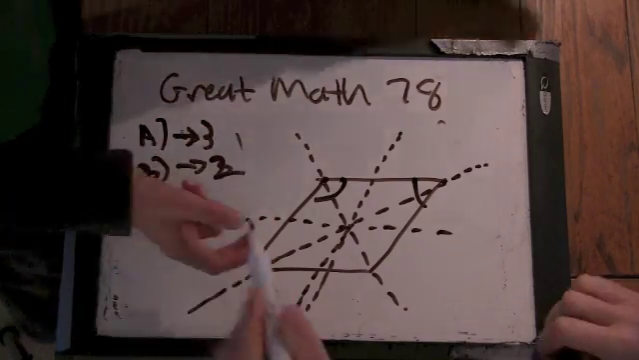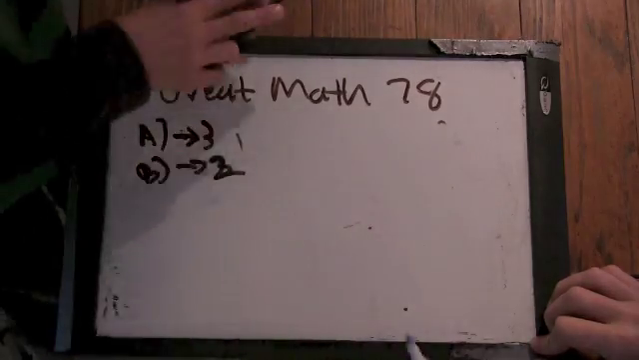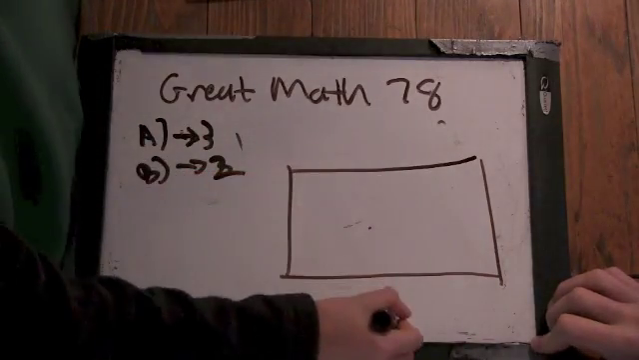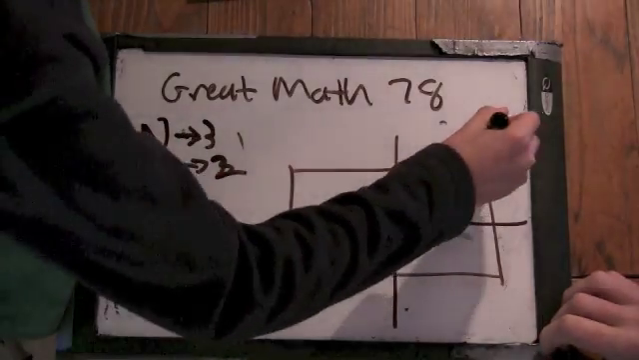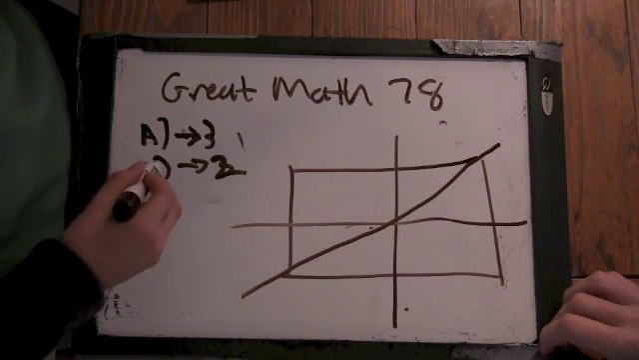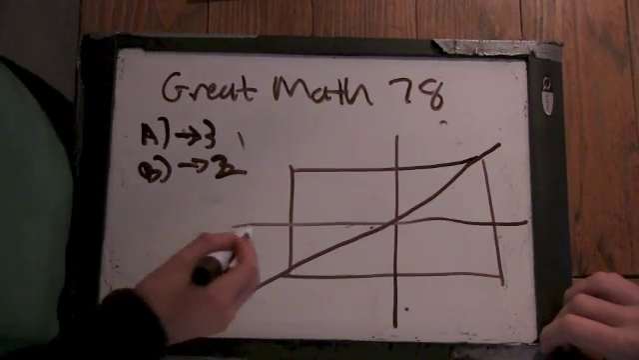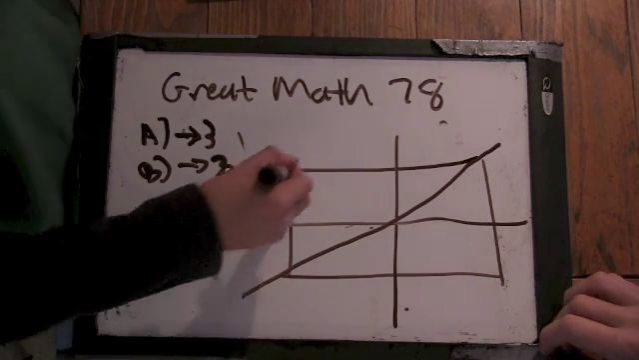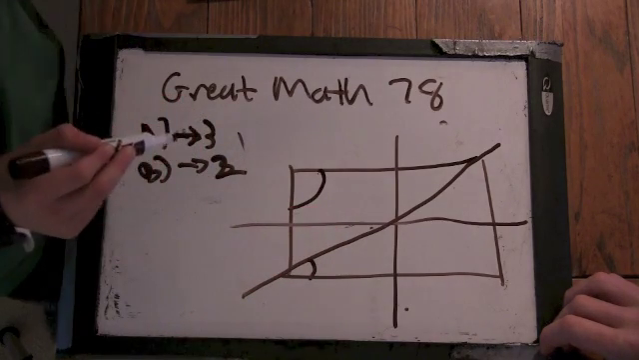Alright, so C was a non-square rectangle. Well, the first one I see is that and that. Then there's also one coming off the corner. Is that a line of symmetry? So they have to be the same. Well, this is an angle that's 90 degrees, but this is an angle that's less than 90 degrees. So it's not a line of symmetry.